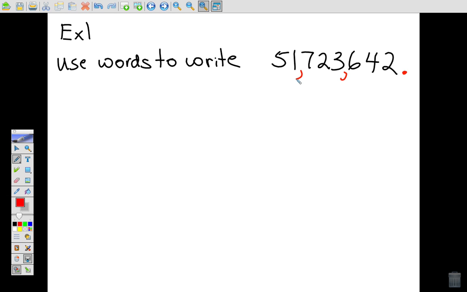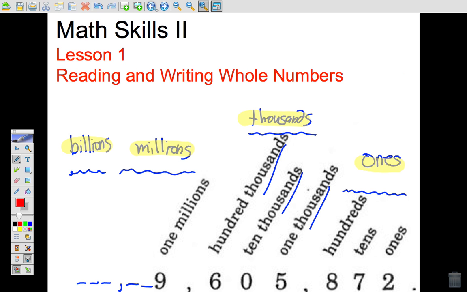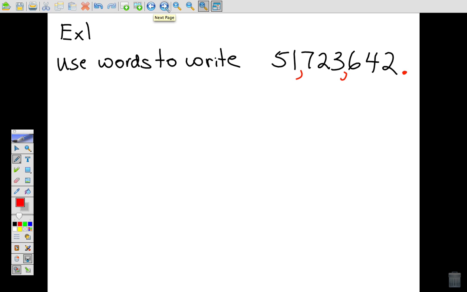Now, I want to write this number in words. So the key thing is I have to identify, using this chart and those general terms that I have highlighted in yellow, how I would say this number, and then we'll write it in words. Remember, this first set of 3 is the ones, and then we have the thousands, and then the millions. So I would start by saying, all right, I have 51 million, because it's in that millions category.